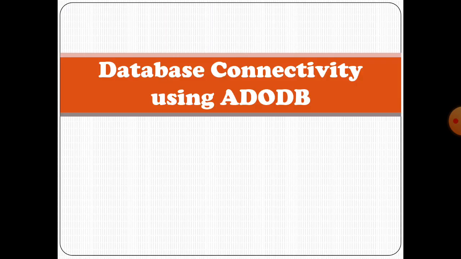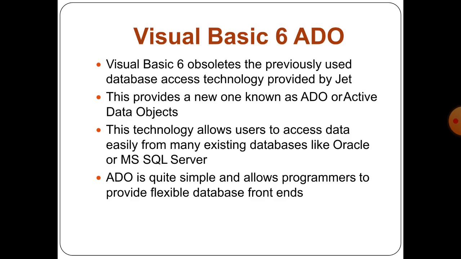Today we are going to see about database connectivity in VB. This database connectivity in VB can be done by using the ADO-DB connection, which is nothing but ActiveX Data Object Database. So, we can connect an external database by using this ADO-DC or ADO-DB.